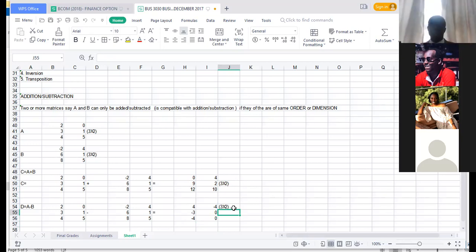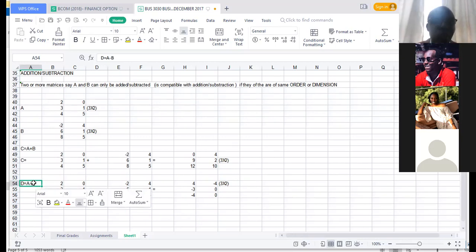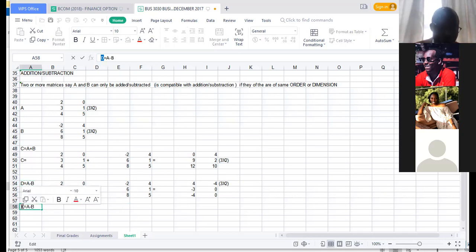So that is addition. Now, I want to ask you a question. Is A minus B the same as B minus A? No. A minus B is equal to what? What do you do to get B minus A from this matrix? Suppose this was E. What would you do to this matrix? This one. Let me try.